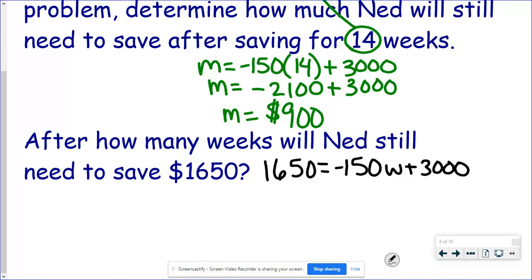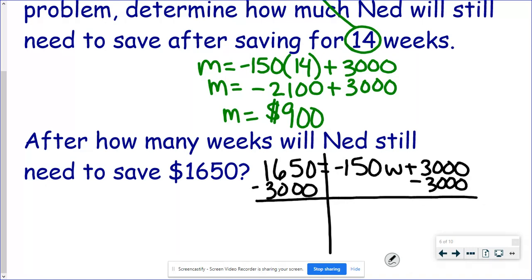plus the initial amount. So to solve this, you guys are good at solving equations. Draw that vertical line if it helps you. I have to get rid of this 3,000, right? I'm trying to get the W by itself. And don't freak out because that's going to give me a negative number because I have a negative 150. So if I have 1,650 minus 3,000, I'm going to get a negative 1,350. And then I'm going to divide by negative 150.